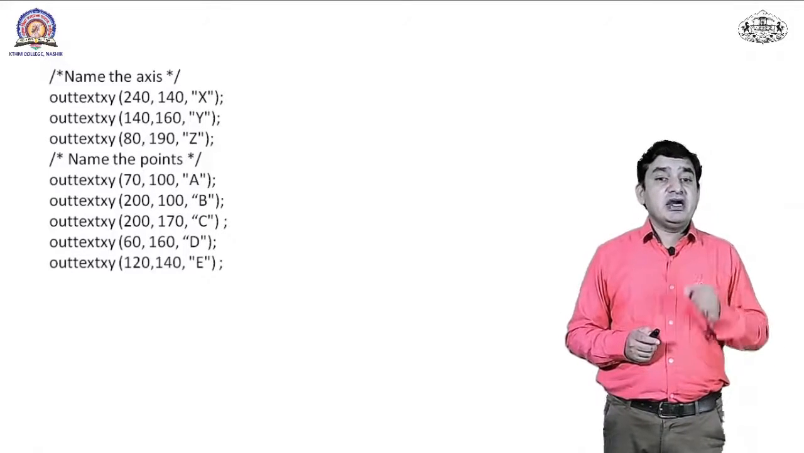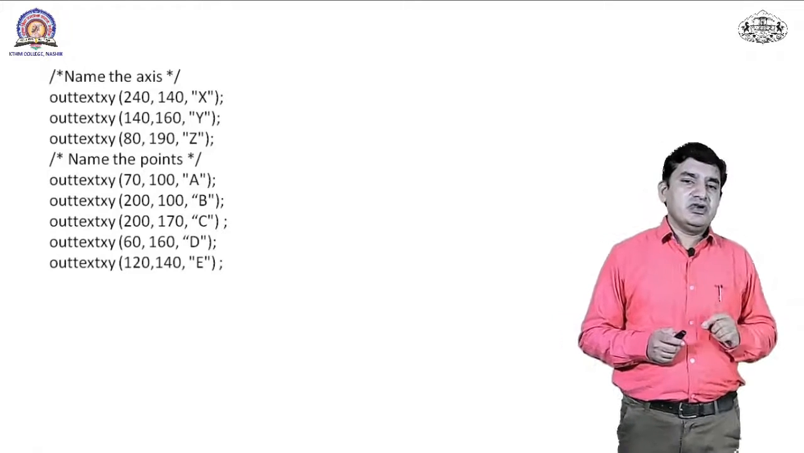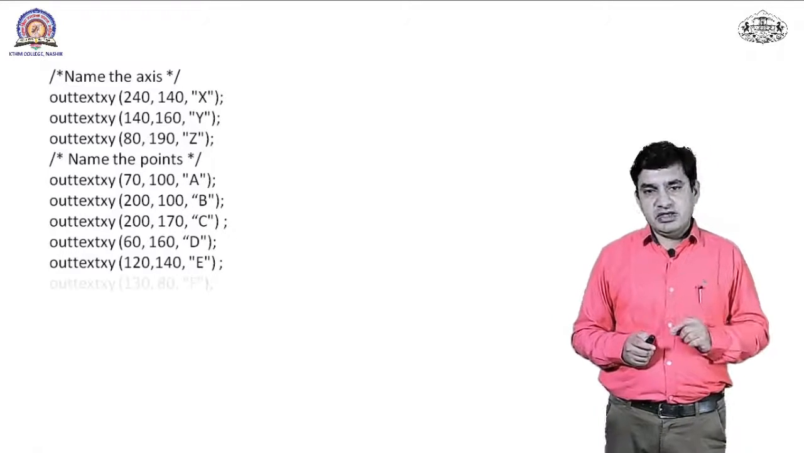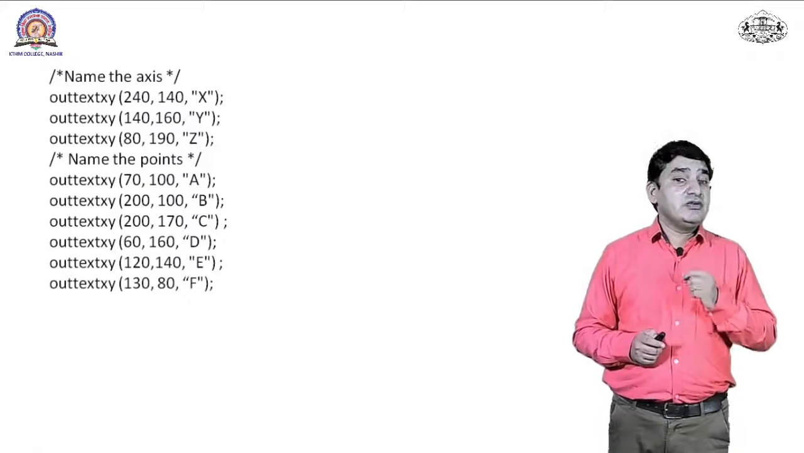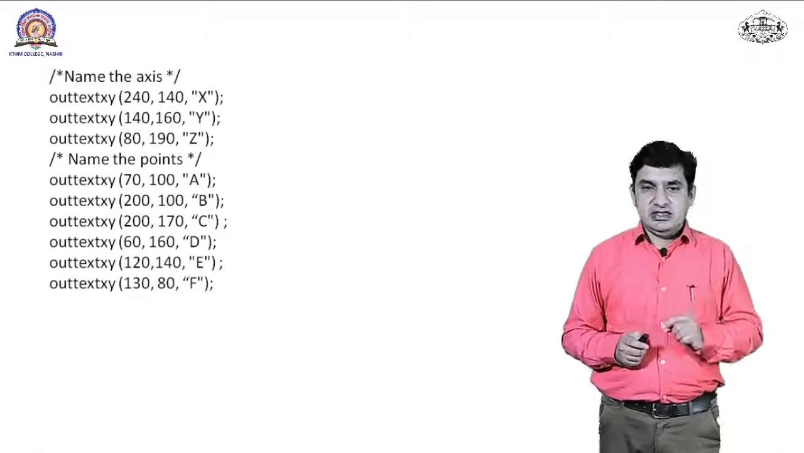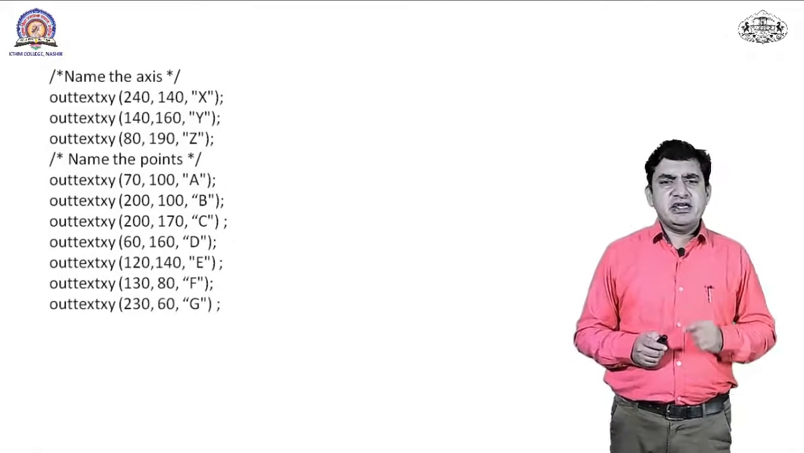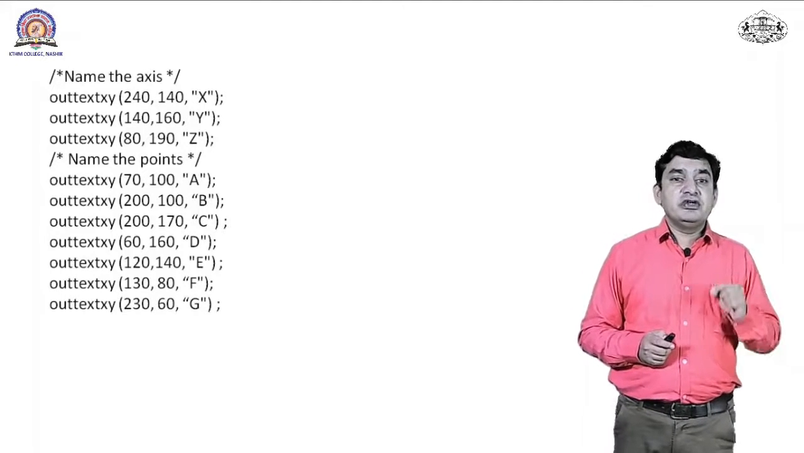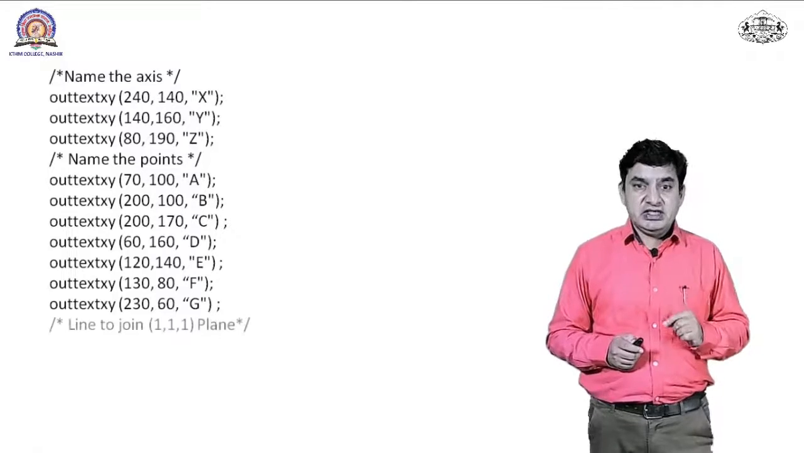E is displayed at a point having coordinate 120, 140. F is displayed at a point having coordinate 130 and 80. G is displayed at a point having coordinate 230, 60.